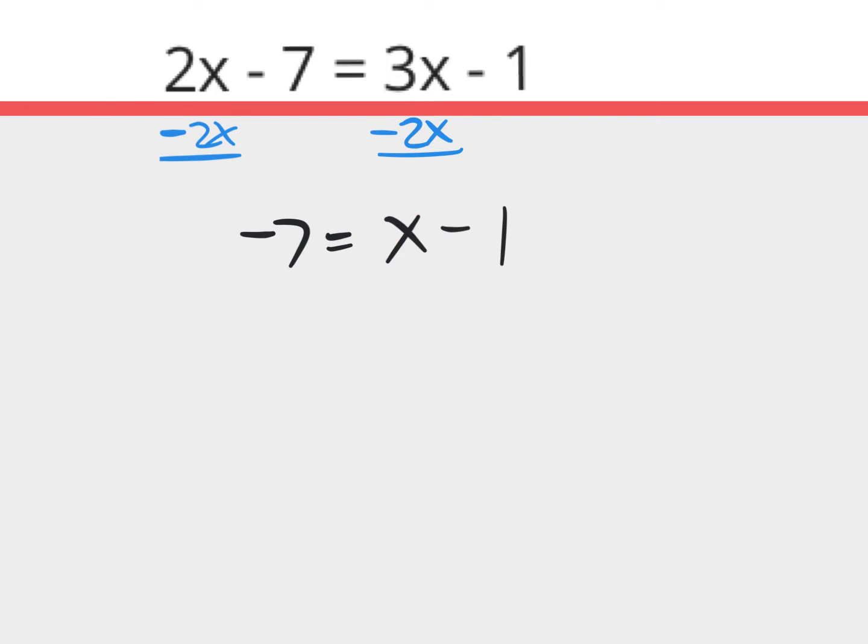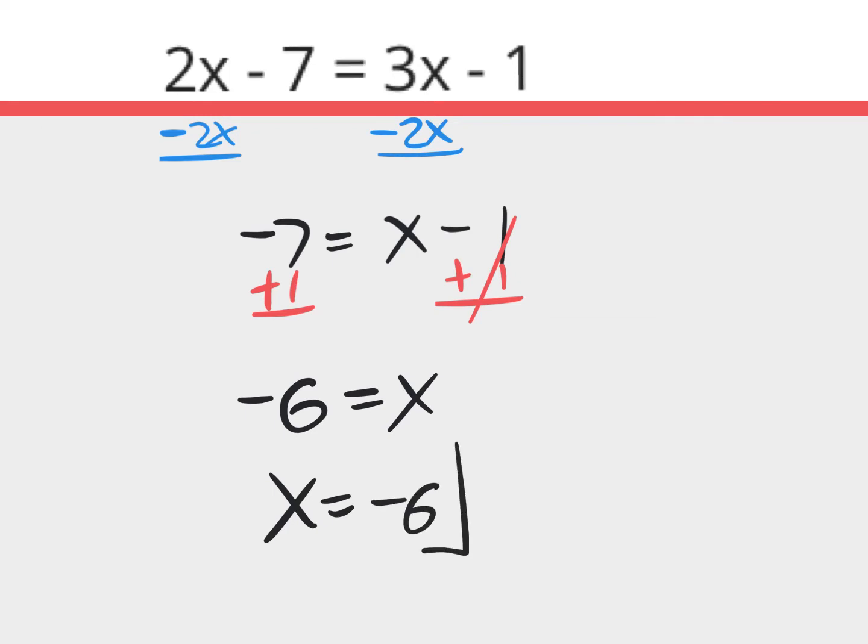So we have x on the right side of the equal sign. Let's get that x by itself. I don't want the -1. I want to get rid of that -1 by doing a +1, +1, giving you your final answer, -6 equals x. x equals -6.